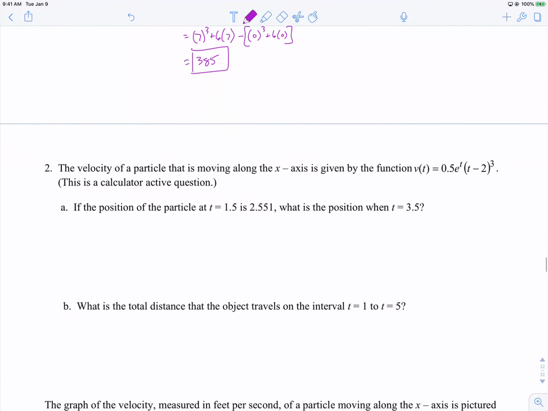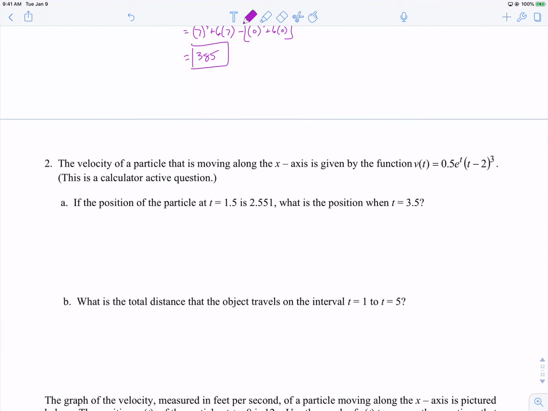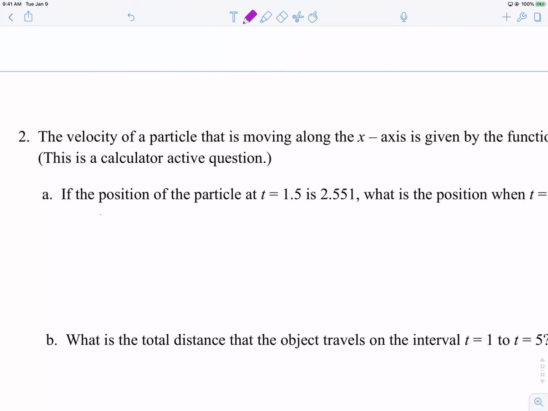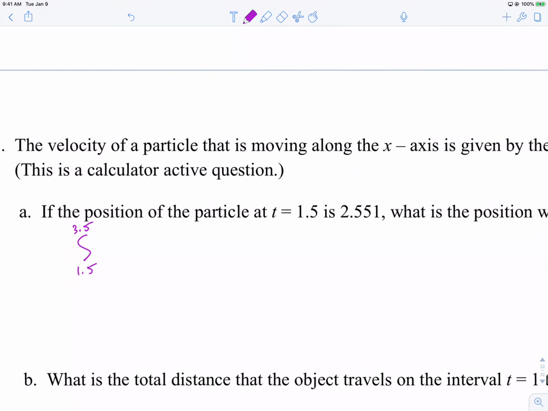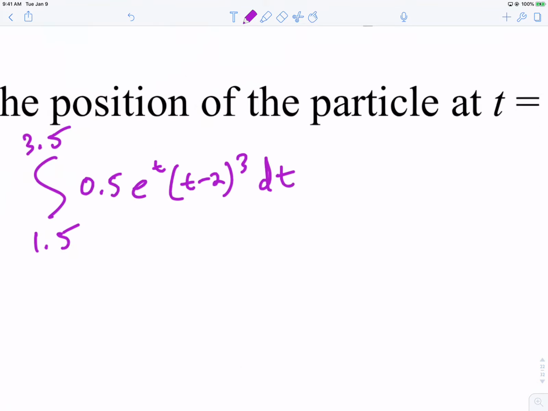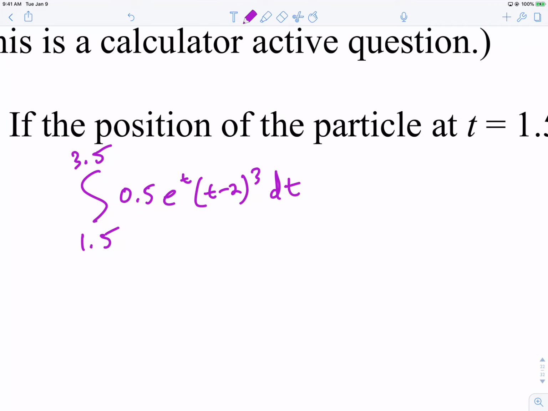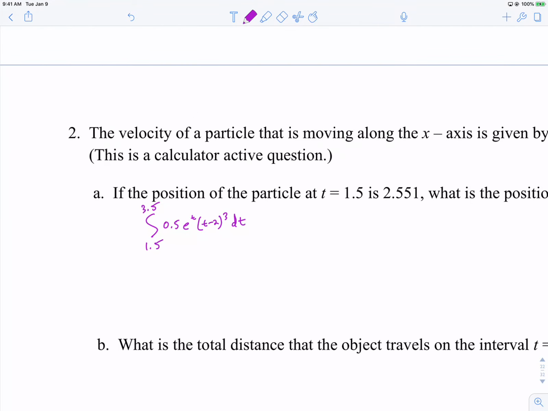Okay, now we're going to look at a calculator active question. This time we're given a velocity function, and they give us a position at 1.5, and they want to know what's the position at 3.5. So if we integrate from 1.5 to 3.5 of 0.5 e to the t times t minus 2 cubed dt, we can't do power rule on this. This will be a tough integral for us to calculate.